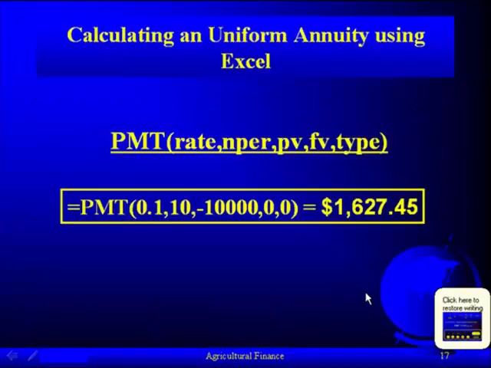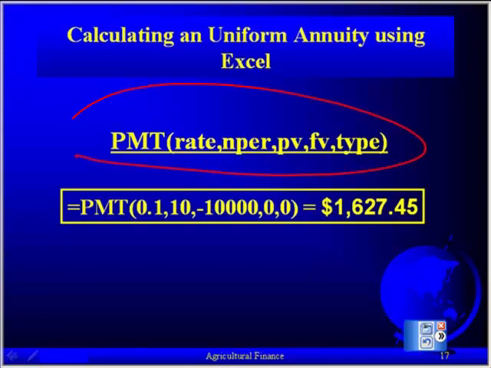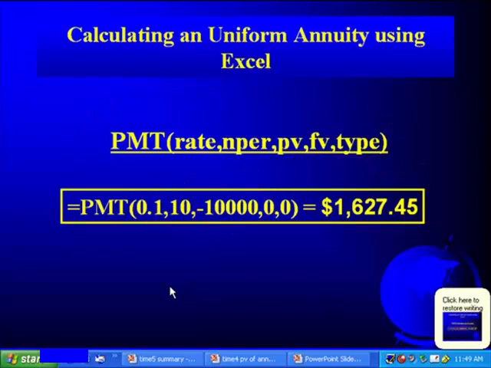Now, as a digression, we can calculate this capital recovery factor as a payment using this formula. And we simply say equals payment, put in the interest rate, the number of periods, the present value, the future value, and the type is 0 because it's end of period, and it's going to give us the same answer as the calculator, again, because it's using the same formula.